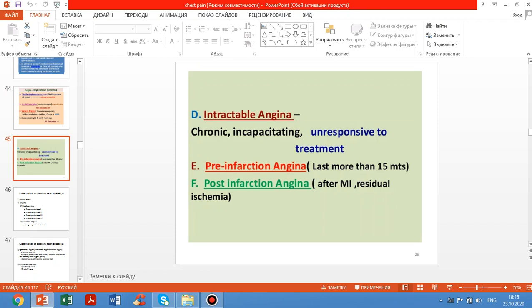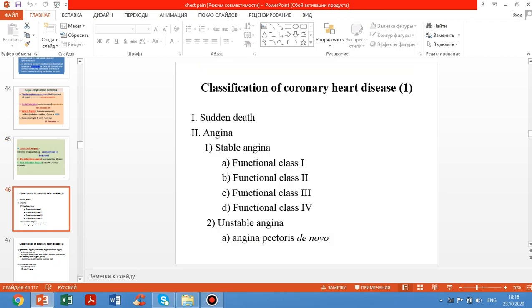Intractable angina: chronic, incapacitating, unresponsive to treatment. Pre-infarction angina lasts more than 15 minutes. Post-infarction angina: after myocardial infarction, or residual ischemia.